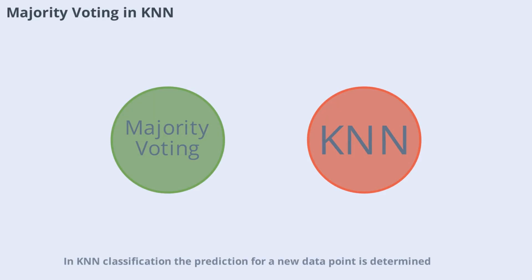In KNN classification, the prediction for a new data point is determined by a majority vote among its K nearest neighbors. This simple approach makes KNN easy to understand and interpret, but it also means that the model can be sensitive to noise and outliers in the training data.